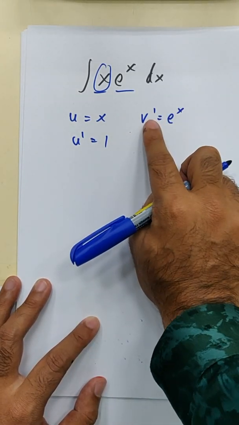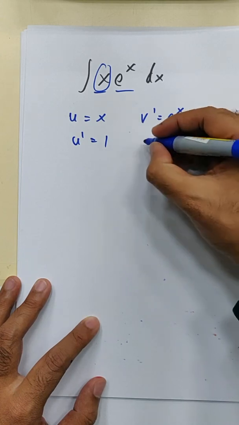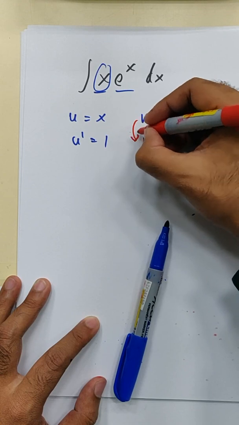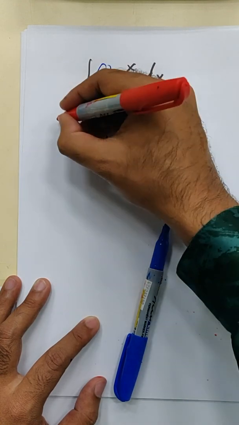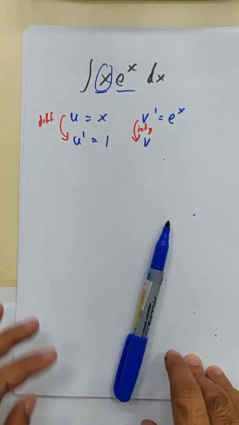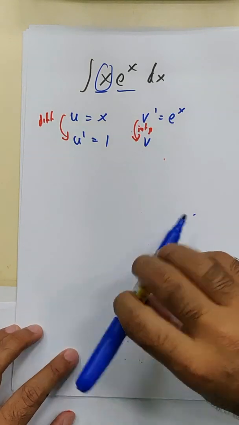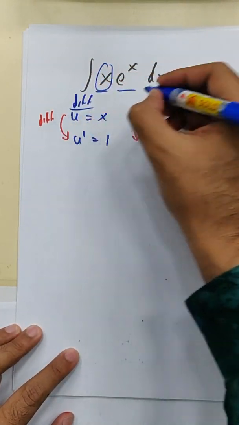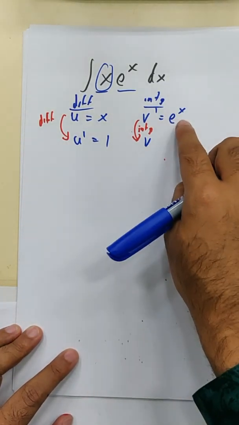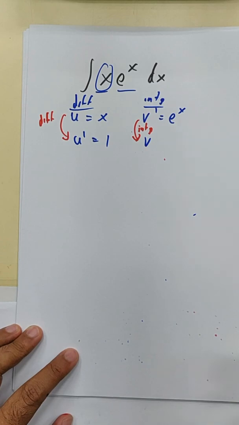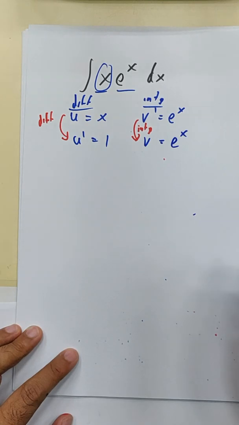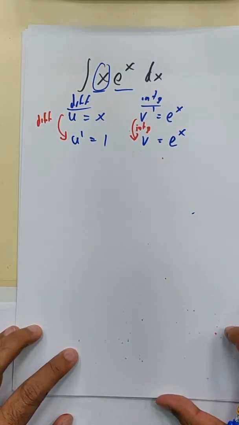V prime, what does it mean? Normally, it means you differentiate, right? So v prime to v, what happened here? Basically, here you integrate. This one here, you differentiate. Sometimes I write down differentiate, sometimes I write down integrate. Okay, you want to integrate e^x, what do you get? You get the same, e^x. Are you okay?